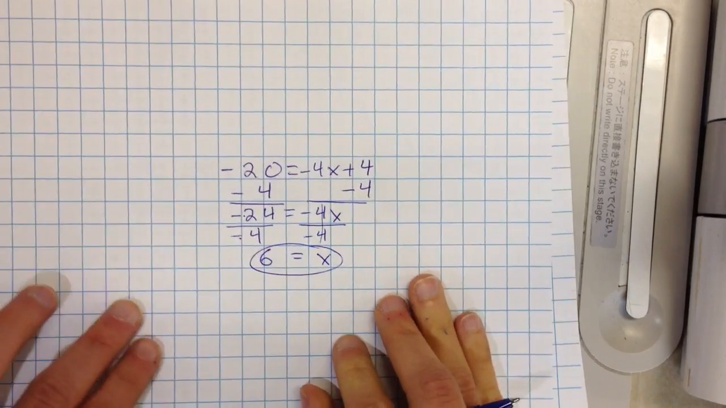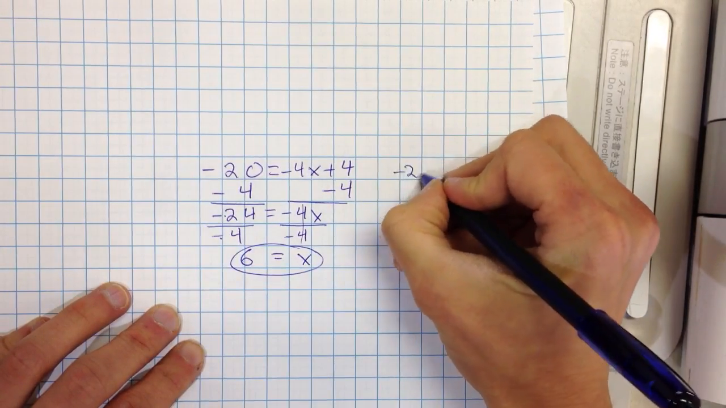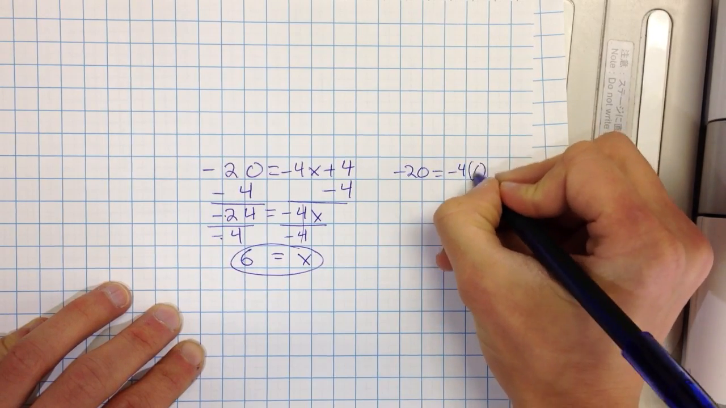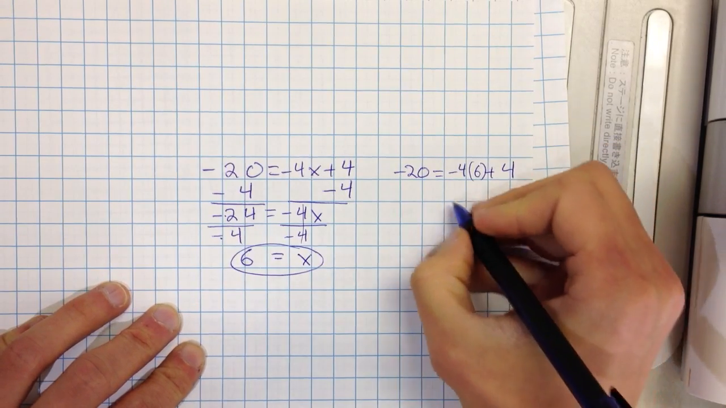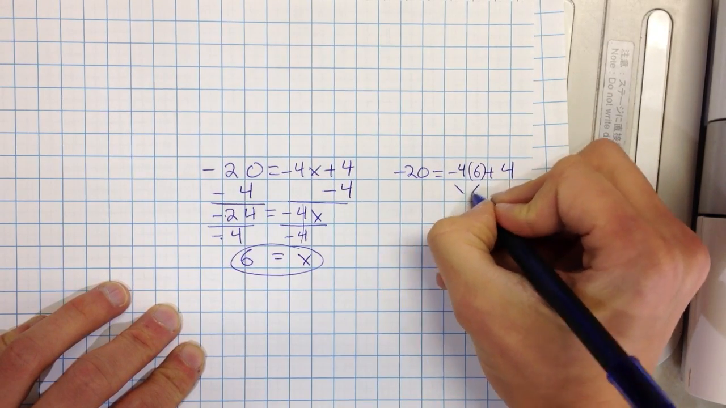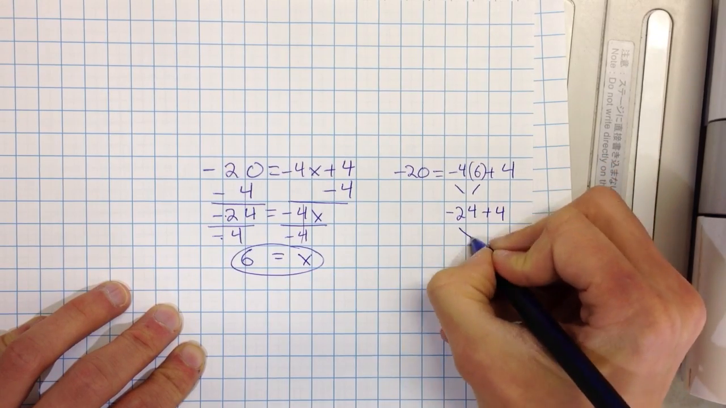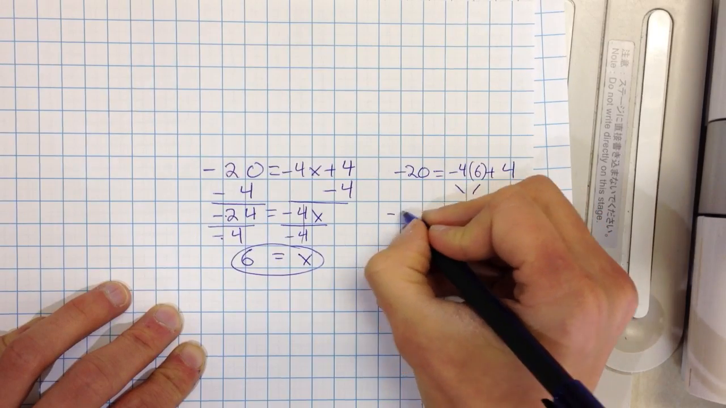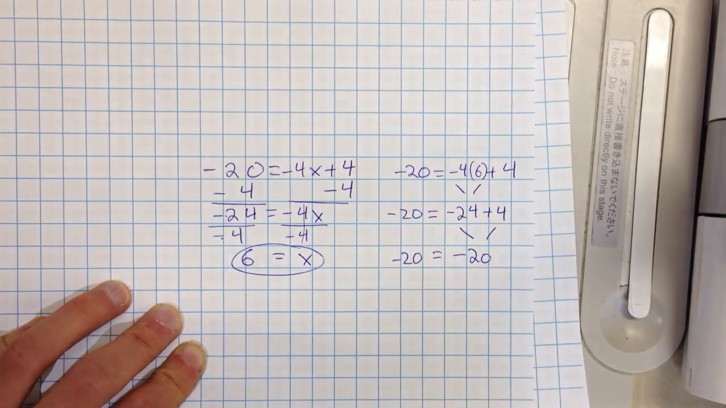Circle my answer. I want to double check it, make sure it works. So I'm going to rewrite the problem. Negative 20 equals negative 4 times 6 plus 4. Squeeze it in there. All right. Do the math. Negative 24 plus 4, and I'm going to get a negative 20. Oops, I forgot to write my negative 20s there. So I see negative 20 equals negative 20. So I have solved it correctly.